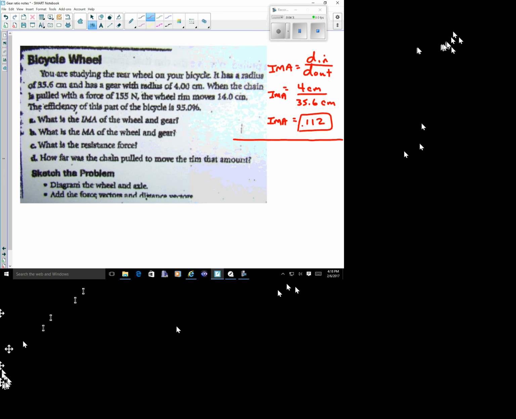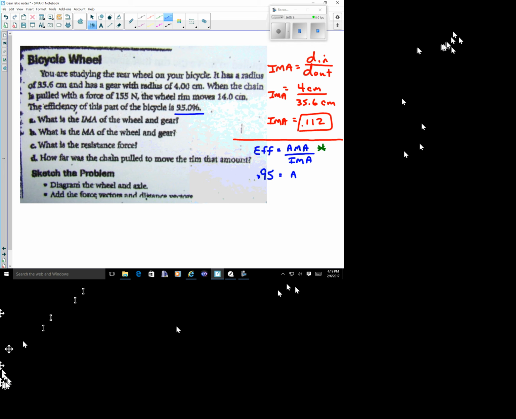The next thing I ask is, what's the mechanical advantage of this wheel and gear system? Well, we have to go back a little bit to the efficiency formula. With efficiency, you've got to remember that efficiency was actual mechanical advantage over ideal mechanical advantage. It's wanting you to find the actual mechanical advantage, which I'm putting a green star next to. It says that the efficiency right down here is 95%. So I'm going to put 0.95 in for the efficiency, because 0.95 is the same thing as 95%.